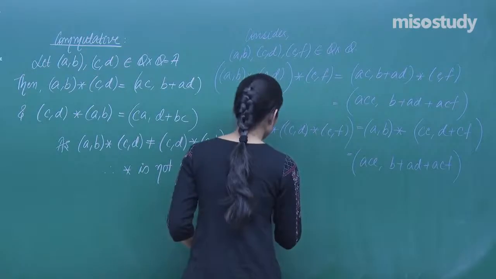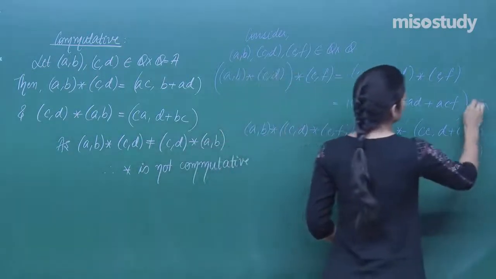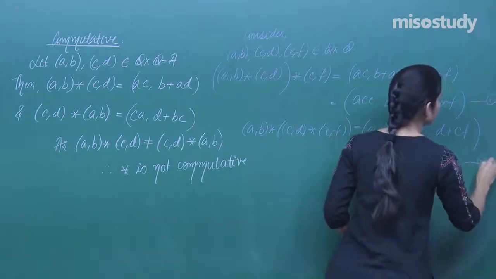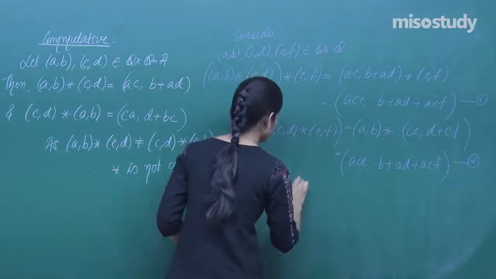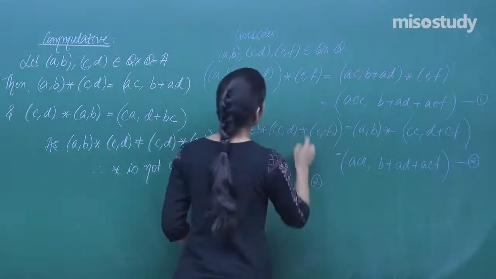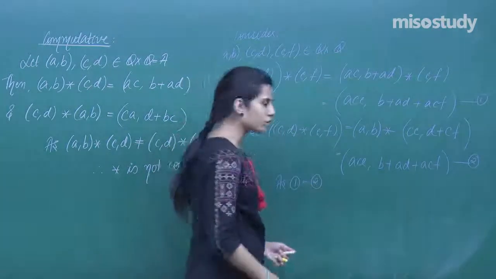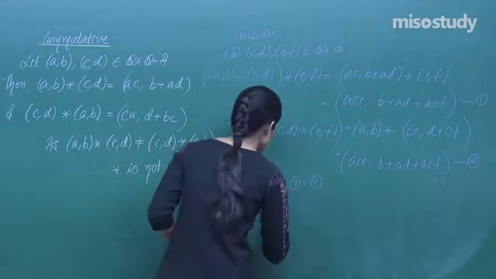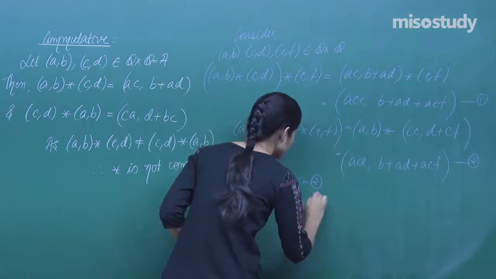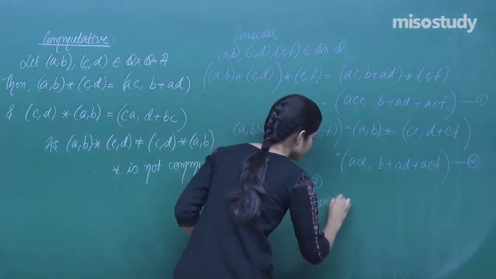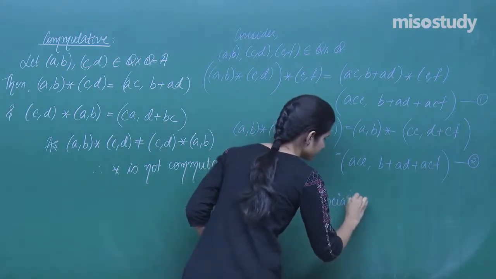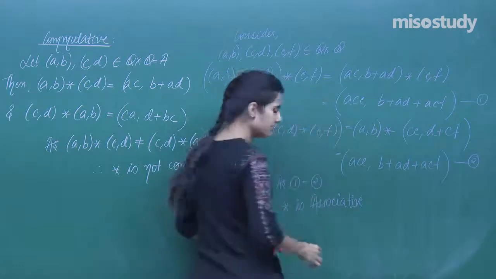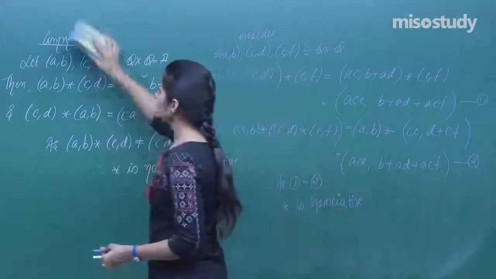You can clearly see (ACE, B + AD + ACF) and (ACE, B + AD + ACF) are the same. If I say this is 1 and this is 2, as 1 is equal to 2, and these were any 3 elements taken from Q cross Q, that means this is true for any element taken from Q cross Q, and therefore star is associative. Clear? So it is not commutative but it is associative.